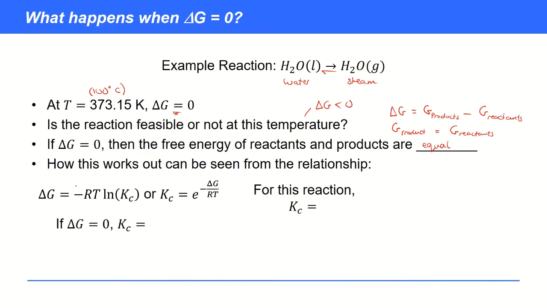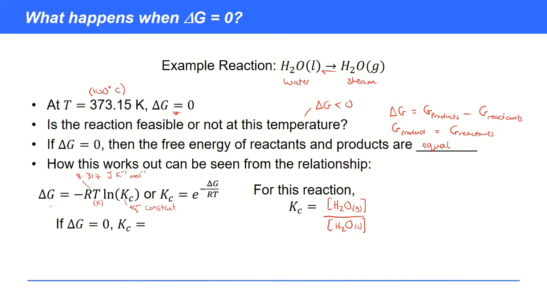And this you can work out from this very famous relationship here. Delta G is equal to minus RT times ln Kc. So just to define our terms, R is the gas constant, 8.314 joules per Kelvin per mole. T is the absolute temperature in Kelvin. Kc is the equilibrium constant according to concentrations. So for this reaction, if we were to do it, it would be the concentration of water in the gas phase over the concentration of water in the liquid phase.